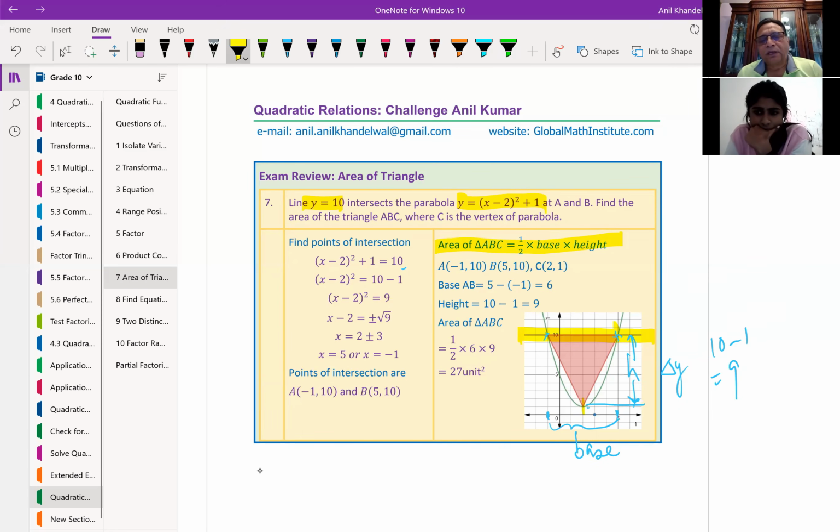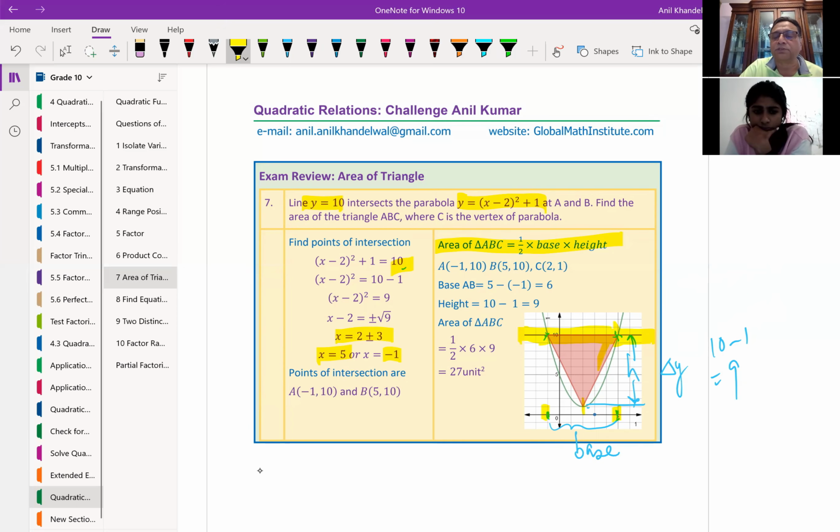Perfect. So in such a question, first thing is make a rough sketch. Once you make a rough sketch, you have a clear idea of what we are going to do. And then you can see the horizontal line is going to cut at 2 points, right? So just substitute 10 there and find those 2 points. Those 2 points are at x equals minus 1 and 5. So this is minus 1, that is 5.